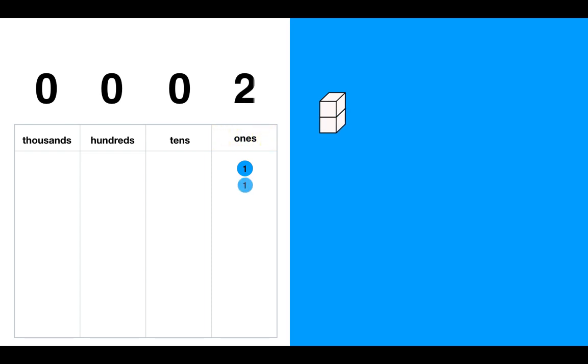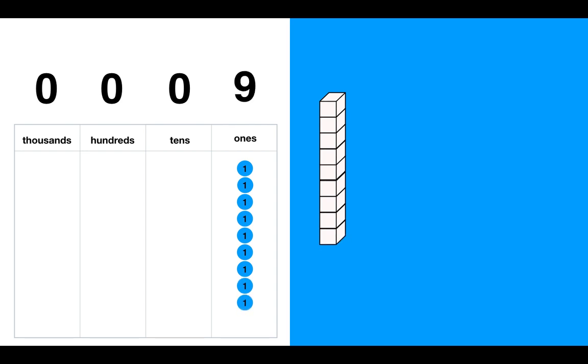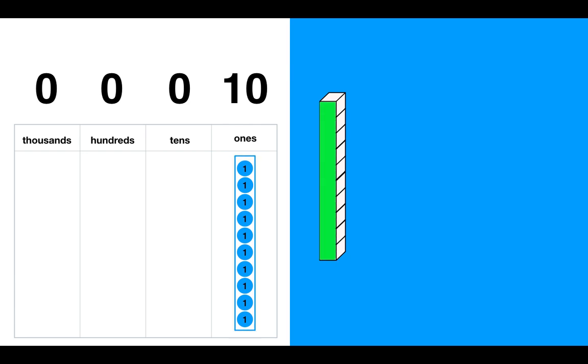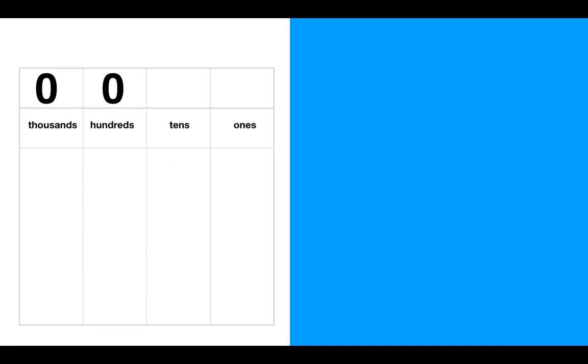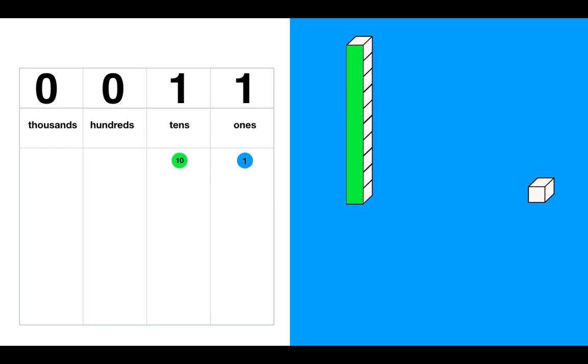1 1, 2 1s, 3 1s, 4 1s, 5 1s, 6 1s, 7 1s, 8 1s, 9 1s, 10 1s. What's a larger unit I can make with 10 1s? I can group 10 1s together and change them for 1 10. So when we compare 1 1 with 1 10, we say 1 10 is 10 times as much as 1 1.